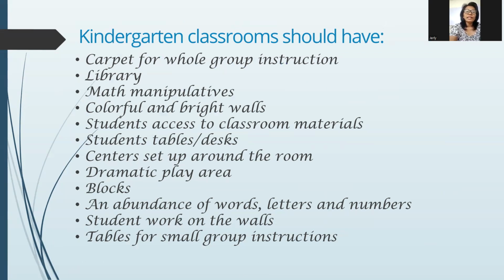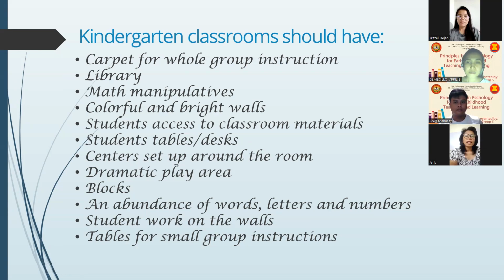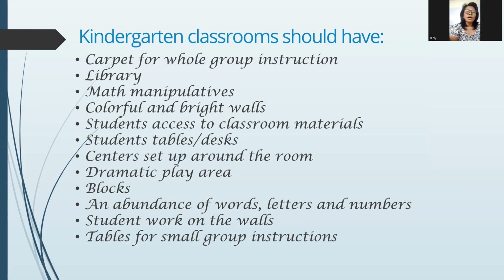A kindergarten classroom should have a carpet for group instruction, a library, math manipulatives, colorful and bright walls, student access to classroom materials, student desks, centers set up around the room, an abundance of words, letters, and numbers, student work on the walls, and tables for small group instruction.